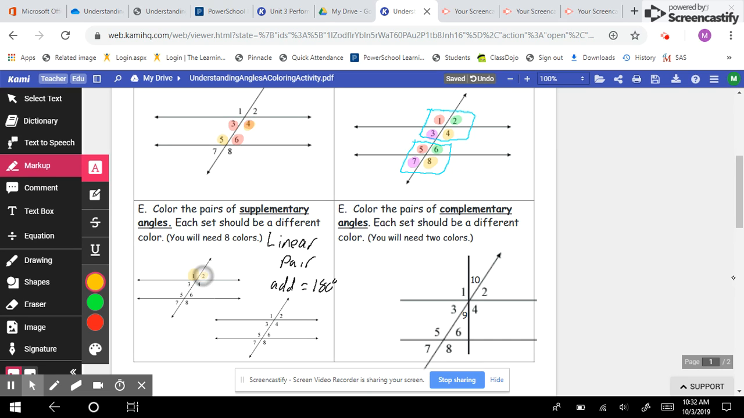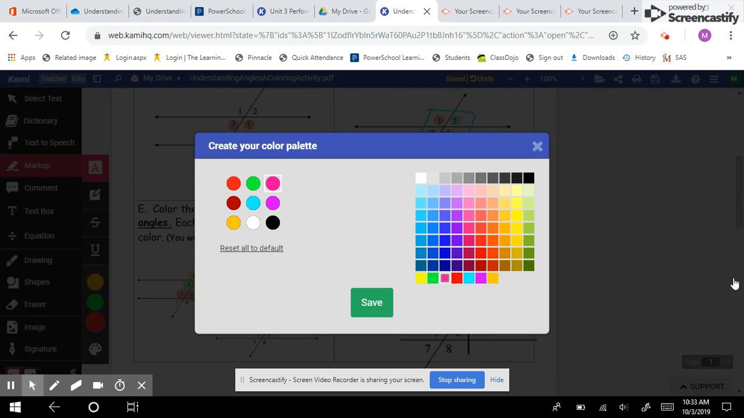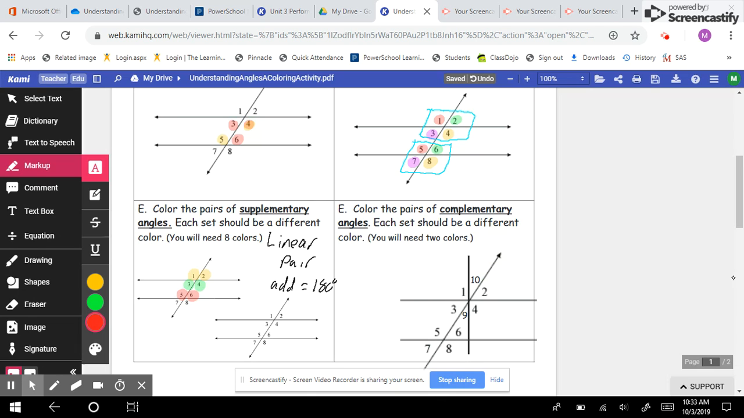I'm going to look at angle 1 and angle 2. They're next to each other and they make 180 degrees. The next ones I'm going to look at, angle 3, and the one that would go with that's angle 4. Another one would be angle 5 and 6. And another one would be angle 7 and angle 8.